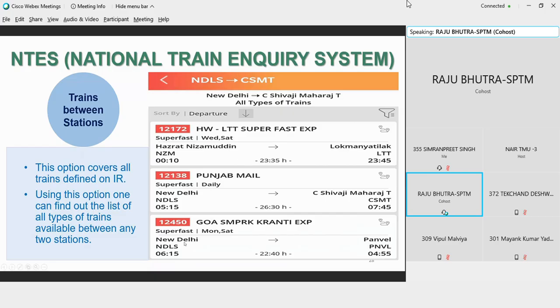These are the trains. Some of the trains only I have shown. These are three of the trains, like Haridwar to LTT Lokmanya Tilak Terminal Superfast Express. This is one of the trains. Then there is Punjab Mail also available. Its timings are also shown. Then Goa Sampark Kranti Express is available. Its timings are also shown.